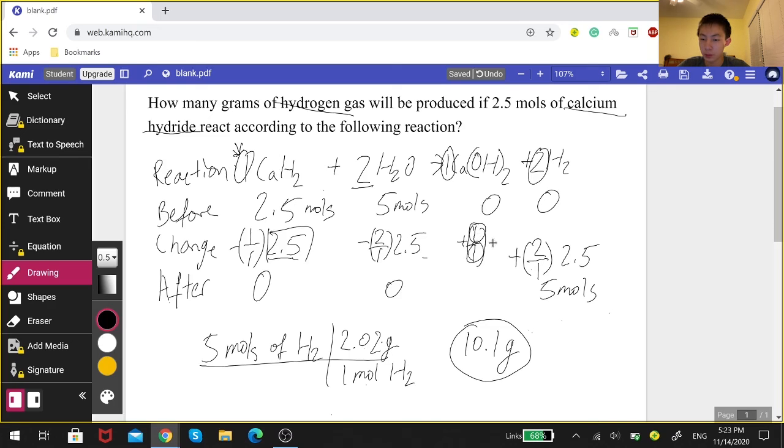So now this is also 2.5. Remember, it's always 2.5 because it gave us 2.5 to start off with. We'll always use 2.5. Now that equals 2.5 moles. So for every 2.5 moles of calcium hydride, we'll need 5 moles of H2O in order to fully use up all the calcium in this reaction. And then that will give us 2.5 moles of CaOH2 and 5 moles of hydrogen gas.